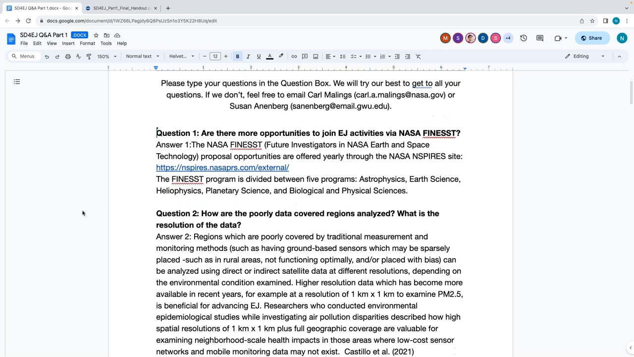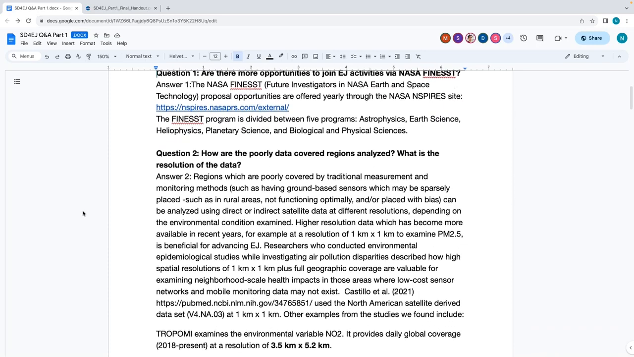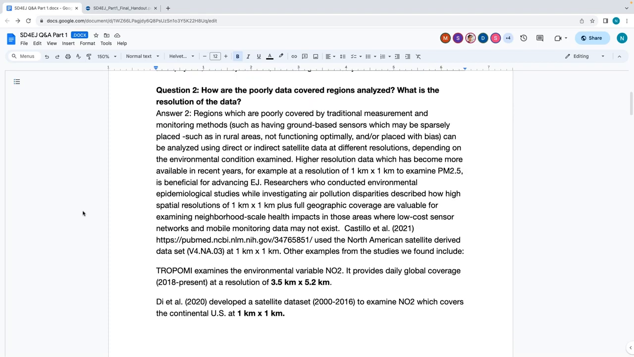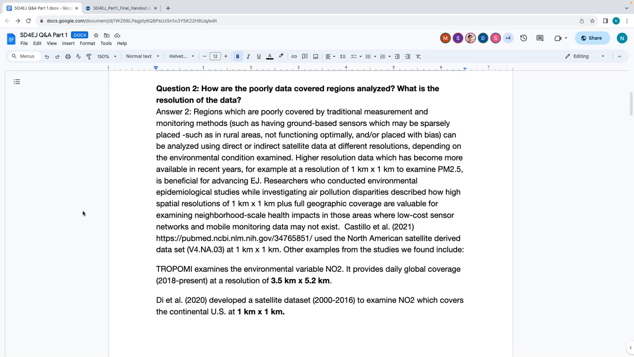Question two: how are poorly data-covered regions analyzed? What is the resolution of the data? We've covered a lot of data over the course of today's presentation. In general, regions that are poorly covered by traditional ground monitors can be analyzed using direct or indirect satellite data at different resolutions. We've covered observations that have resolution as high as 1 kilometer, all the way up to tens of kilometers. In the case of sensors like TROPOMI, those are going to have spatial resolutions of 5.2 kilometers. There are also developed data sets such as surface NO2 or surface PM2.5 that go as high as 1 kilometer.